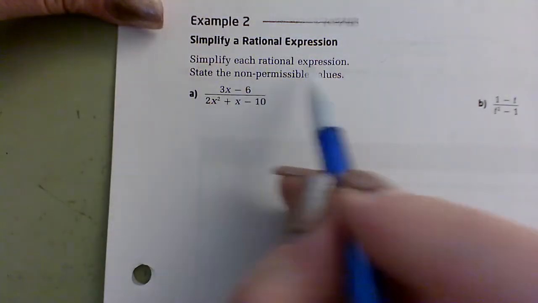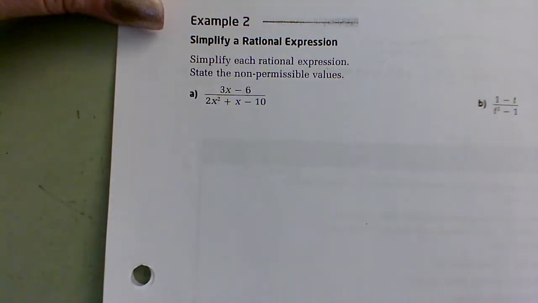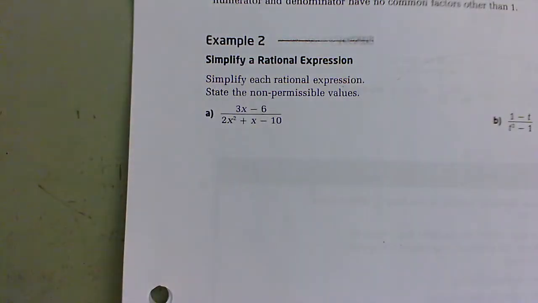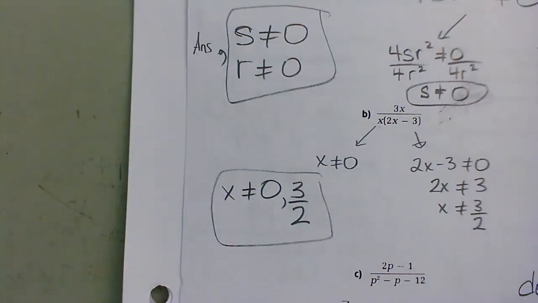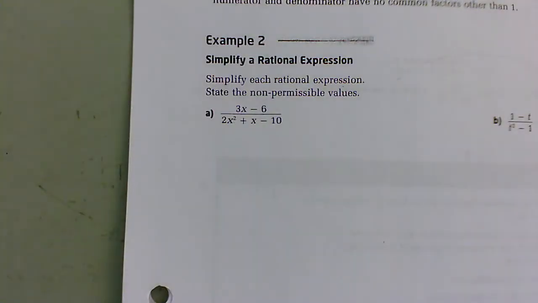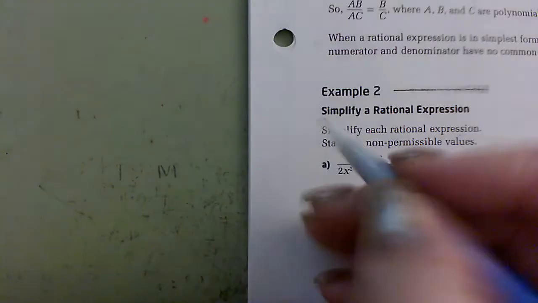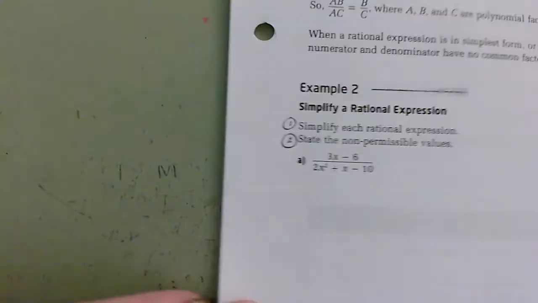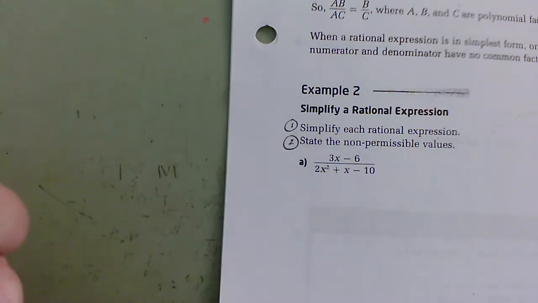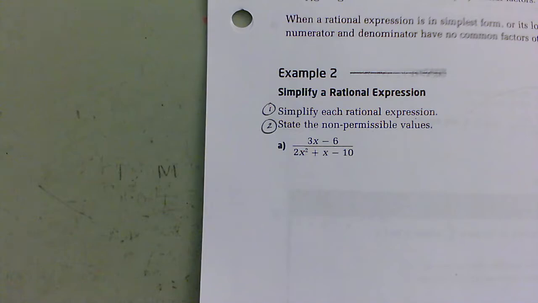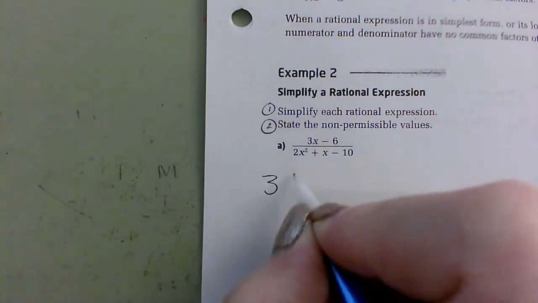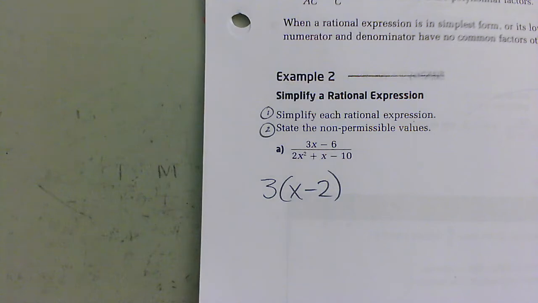So you must factor it. It says, simplify the rational expression and then state the non-permissible values. So just like I had in this question over here, we're going to do this part right here, this answer part. That's the simplifying part. And then we're going to state what the x's could not be, or what my denominator cannot be. So let's do part 1 first, and then we'll do part 2. Part 1 is simplifying each rational expression. All right, let's look at the top. 3x minus 6. Let's factor that. Pull out a 3. And I'm left with an x minus 2.